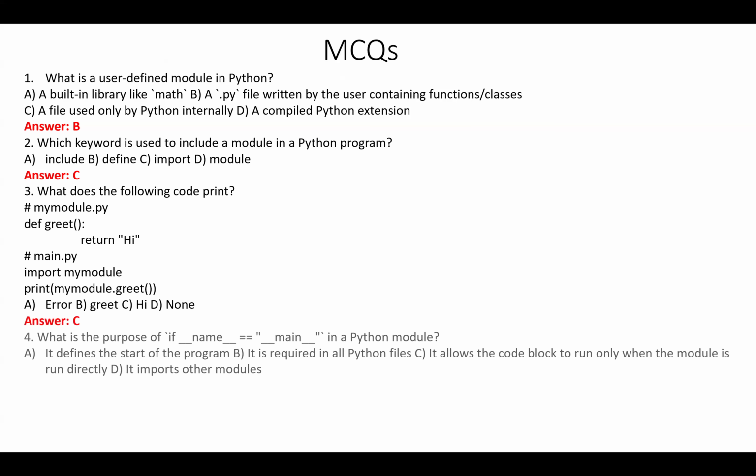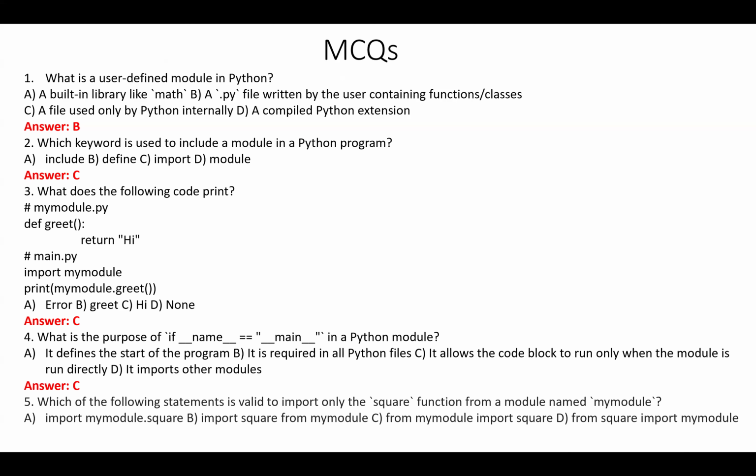Fourth one: what is the purpose of if name is equal to main in a Python module? These are the options. It defines the start of the program. It requires all Python files. Third option, it allows the code block to run only when the module is run directly. Fourth option, imports other modules. What is the answer? Yes, it is C: it allows the code block to run only when the module is run directly.